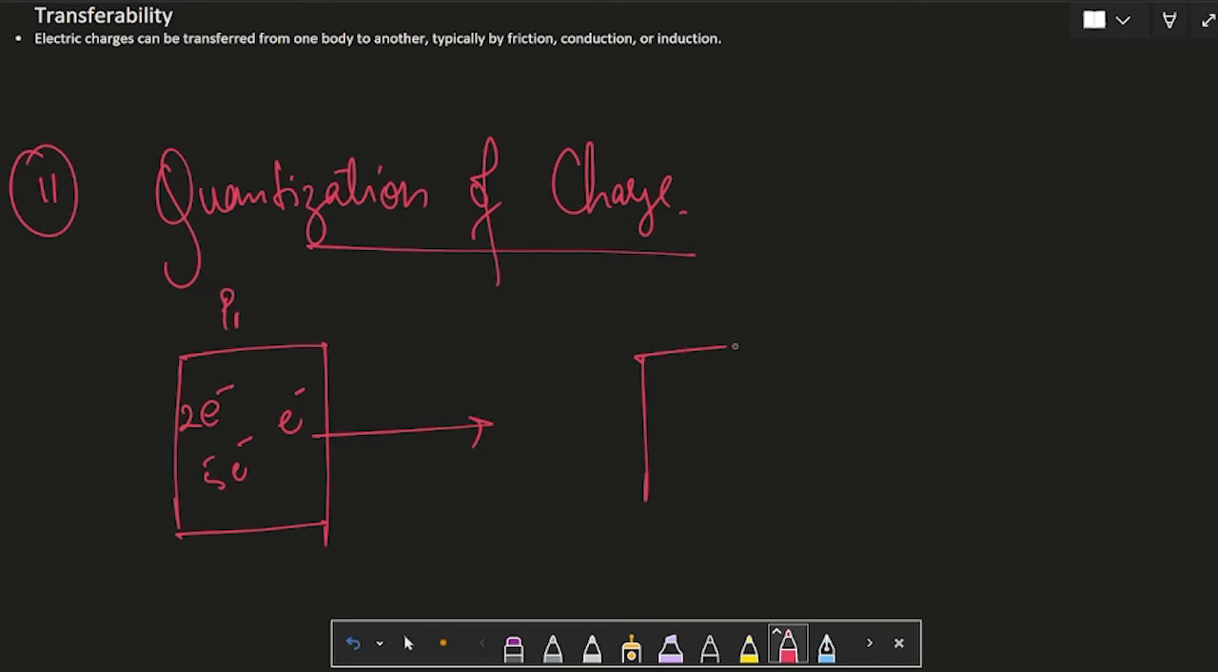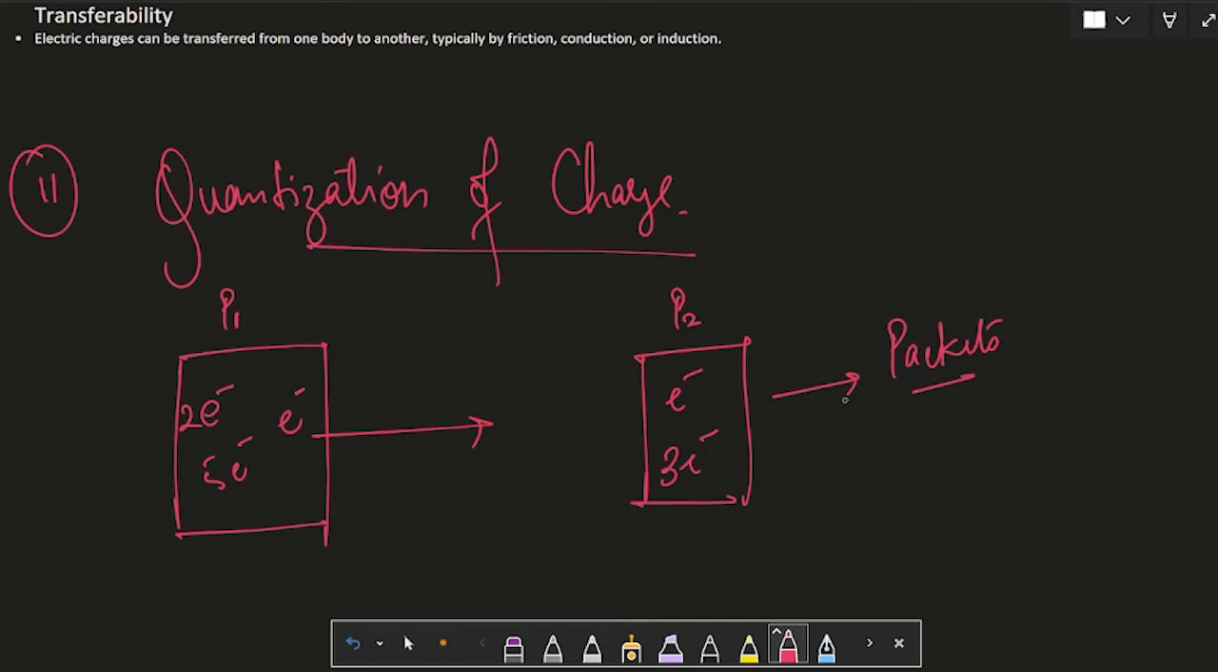You can have another packet. Charge does not exist independently; it exists in packets. It will be a group of electrons, a group of protons, or a group of any other charge. This may be P2, and it will have another set of electrons in it. These are known as discrete packets. They will be discrete, individual packets, and you will be able to identify them.